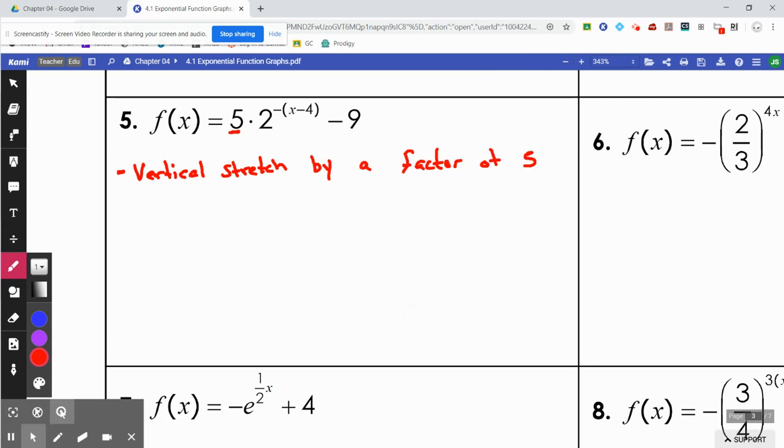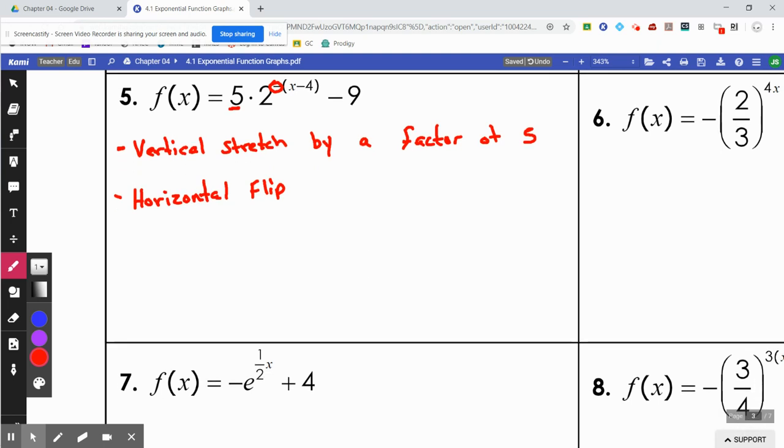Next up, we're going to look in front of this parentheses, this negative value inside this function up where the x is at is going to be a horizontal flip, and that would be a flip across the y-axis, left and right. And then finally, our two translations, the -4 is going to move your graph right 4, and the -9 would move your graph down 9.